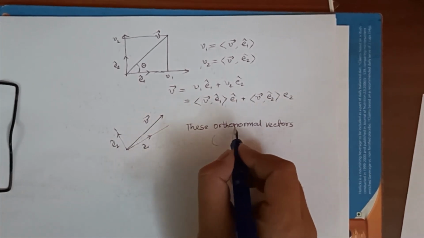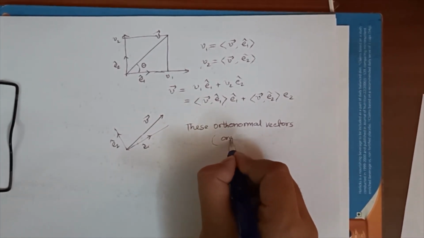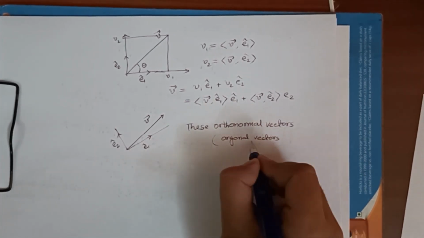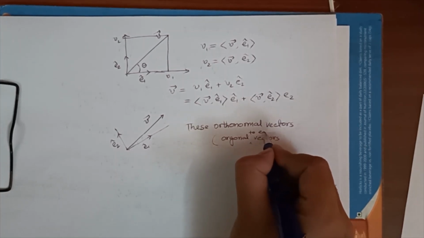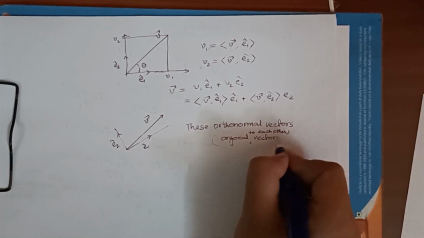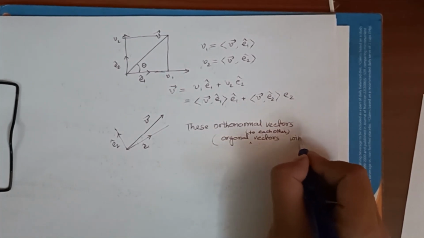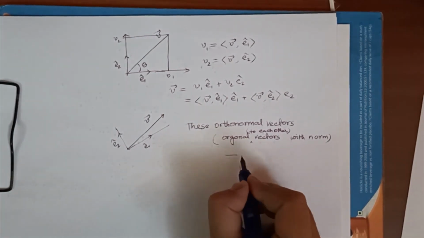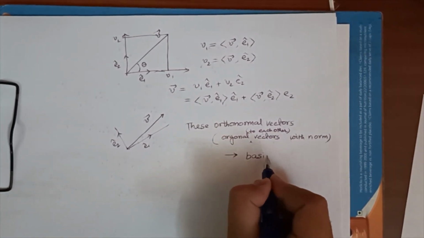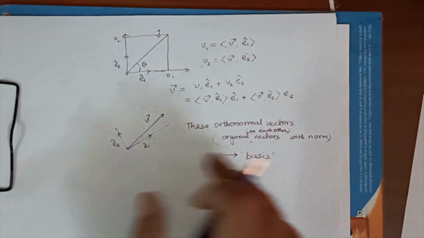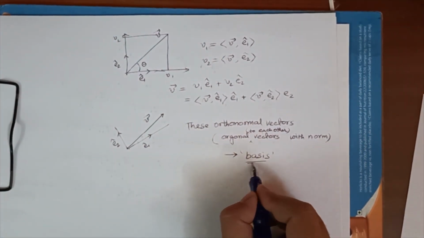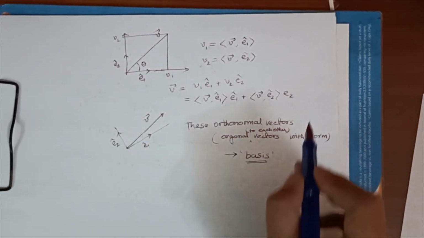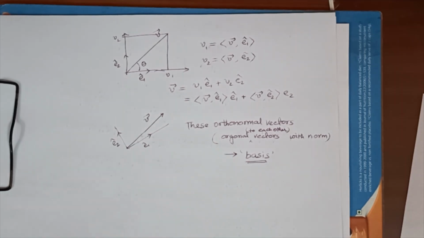So these orthonormal vectors mean orthogonal vectors with unit norms, orthogonal to each other. That is understood. With unit norm. These have a good name, which is called the basis. So we commonly say like the base, etc. So this name is called basis, and with respect to basis, you can write any vector like this. So this is a good starting point.